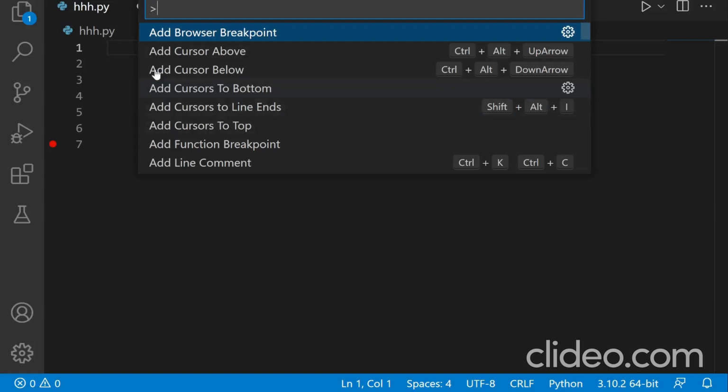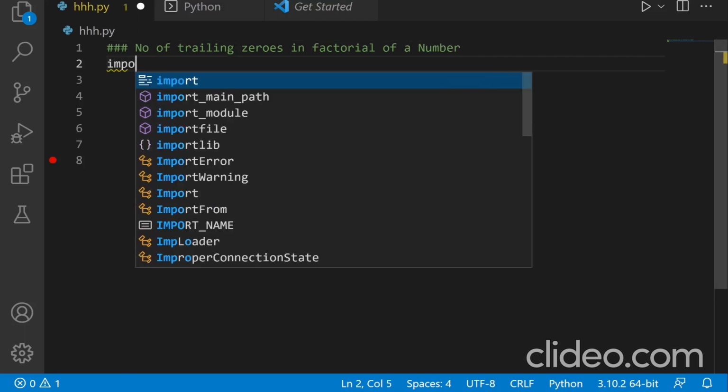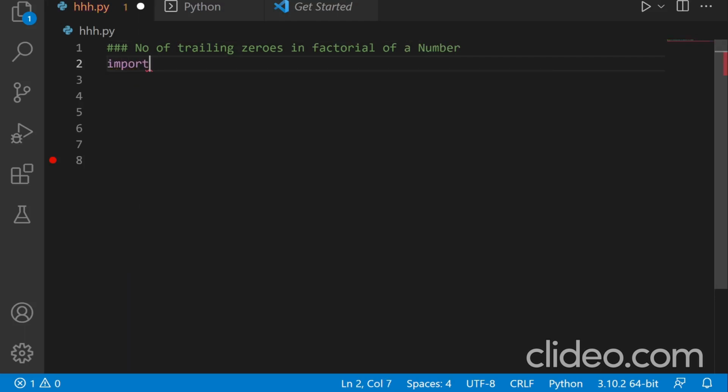So guys, this program is about the number of trailing zeros in the factorial of a number. Correct. Next thing that I need to do is import math. This should not be a very long program, I believe. Import math. Next is I need to take the input from the user.